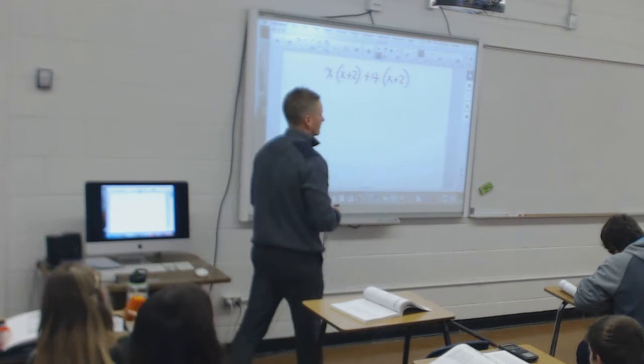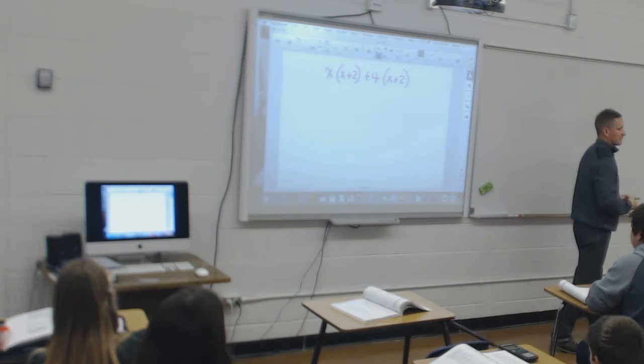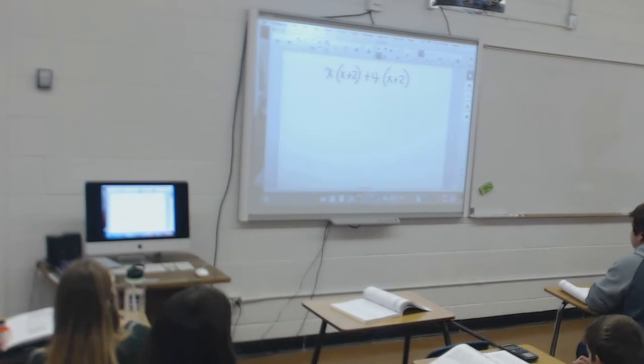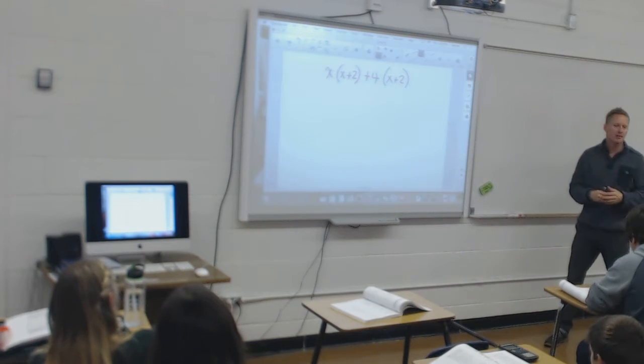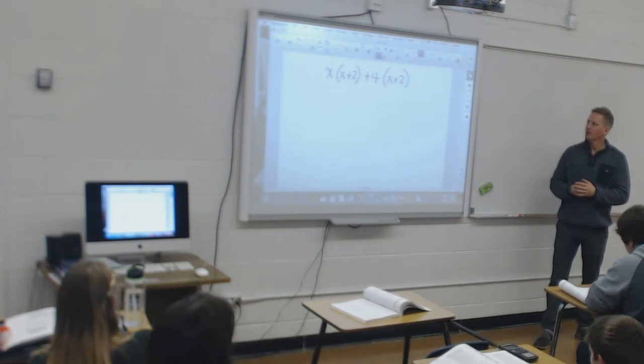Theoretically, how many terms do I have there? 2. I just have 2 terms. Right? I have x times x plus 2, that's 1 term. And 4 times x plus 2 is a second term. Because they're separated by the plus sign. Okay so far?